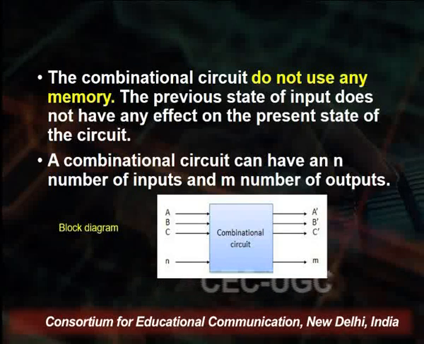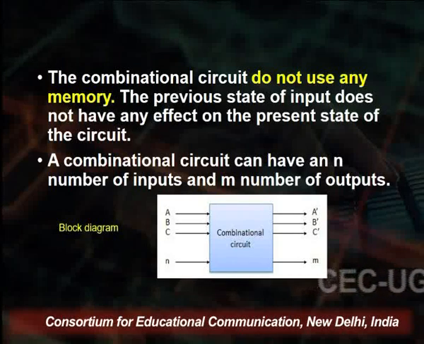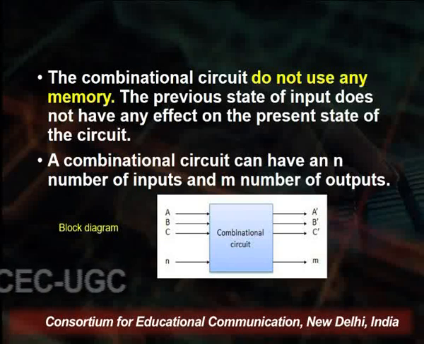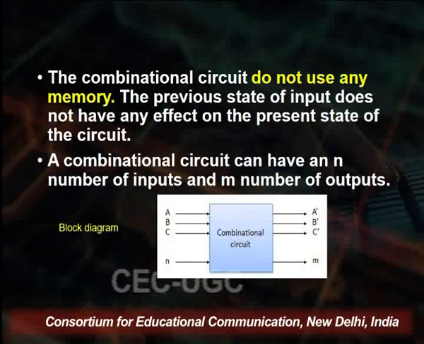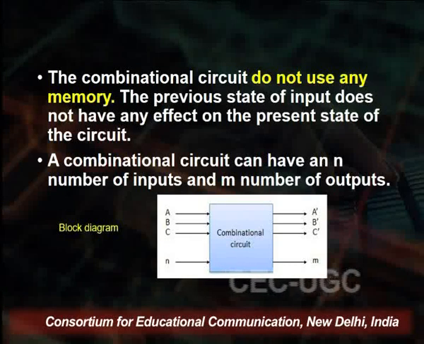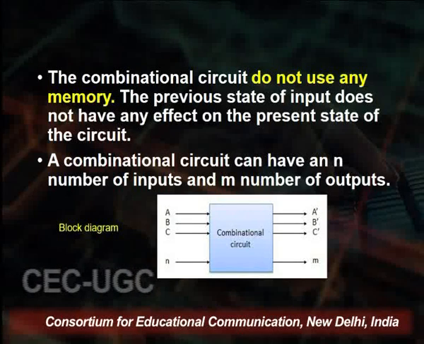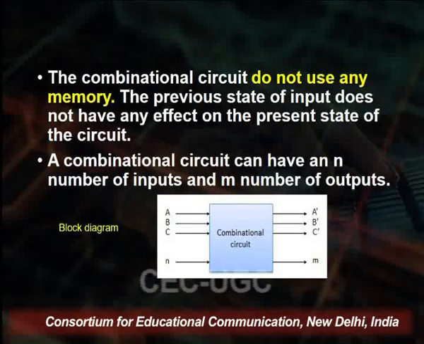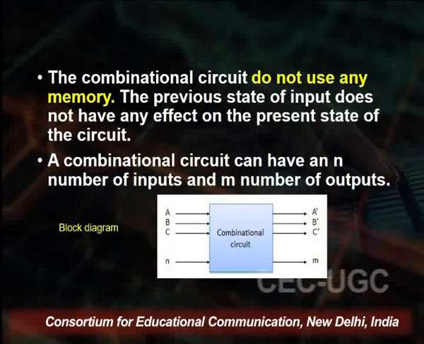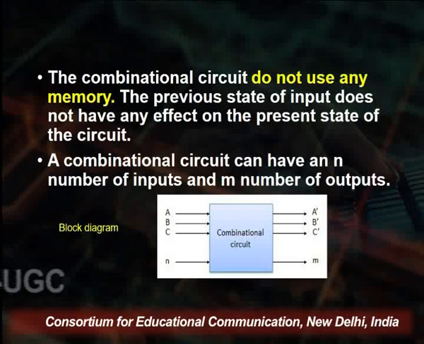Look at the block diagram here. We see you have A, B, C up to n as the inputs, which are going through a combinational circuit, which is a basic combination of some logic gates put together, and the outputs that we get here are A dash, B dash, C dash up to m. So inputs A, B, C, outputs A dash, B dash and so on. Remember, we are not using any memory in this case.